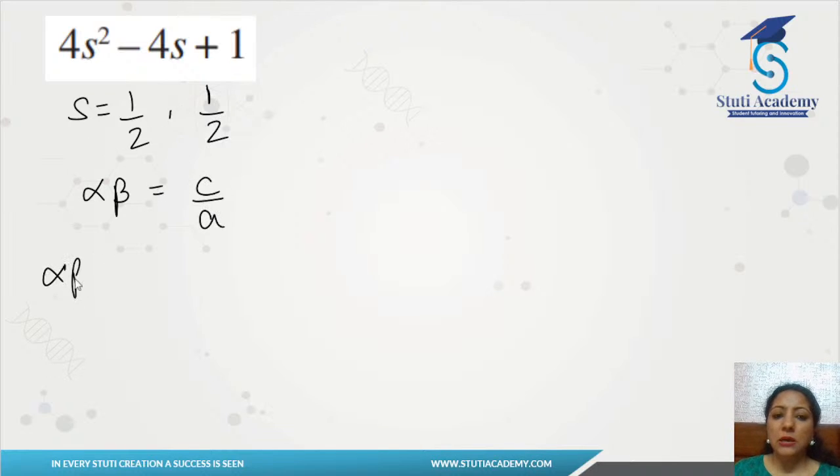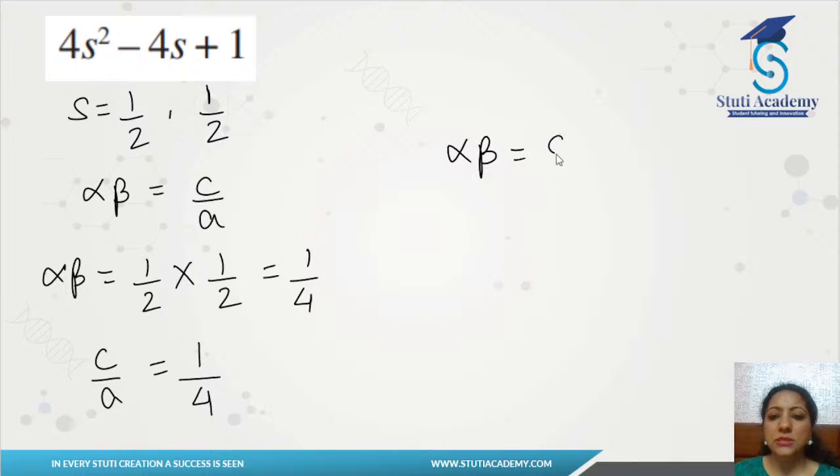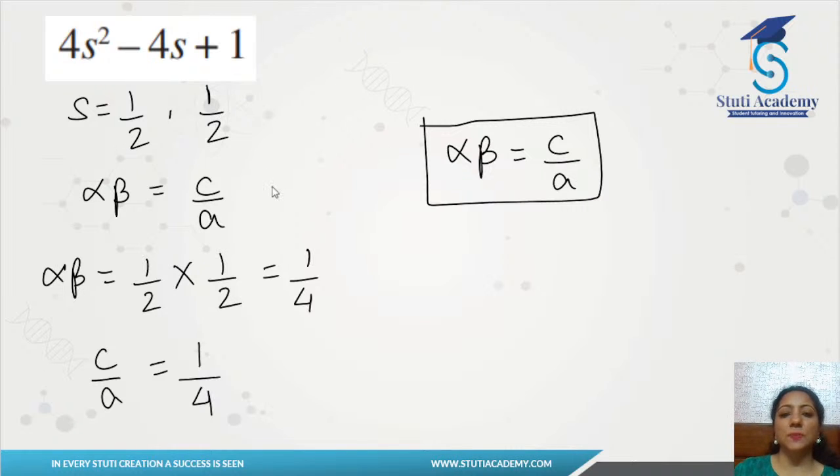Now alpha beta is 1 by 2 into 1 by 2. That is 1 by 4. C upon a. C is 1 and a is 4. So we are going to put c as 1 and a as 4. This is also 1 by 4. Finally, we have got alpha beta is equal to c upon a. So we have verified this relation also. So finally, we have verified the relationship between the zeros and the coefficients here.